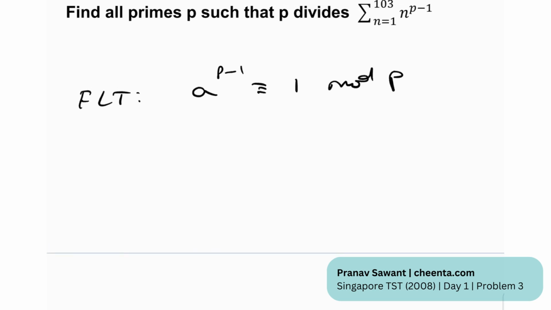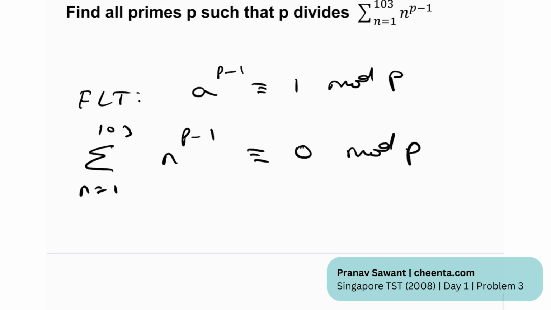So they've given us that P divides the sum. Now, in language of modular arithmetic, what would that mean? That would mean the summation from n equals 1 to 103 of n raised power P minus 1 is congruent to 0 mod P, right? Because the remainder is 0, P divides this entire summation. Now I'm going to do something pretty interesting.